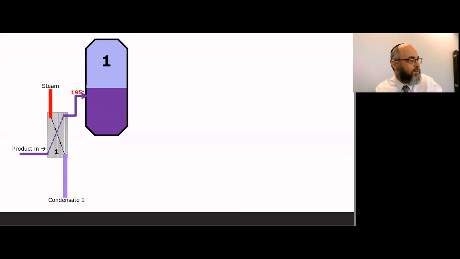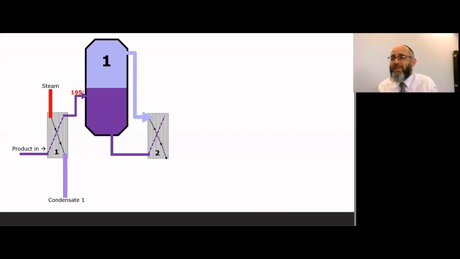Okay, now what happens is that steam and water join each other in the next heat exchanger, which is part of the next effect. The juice coming out of the first separator, the partially concentrated juice, now becomes the product for the second heat exchanger, and it's heated by its steam.